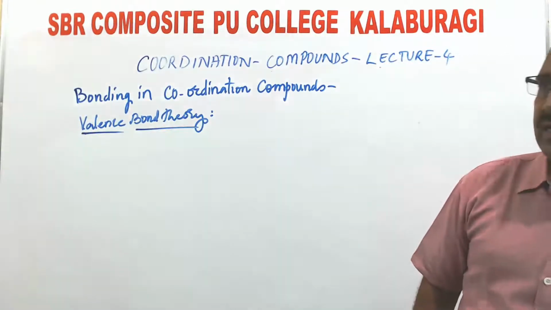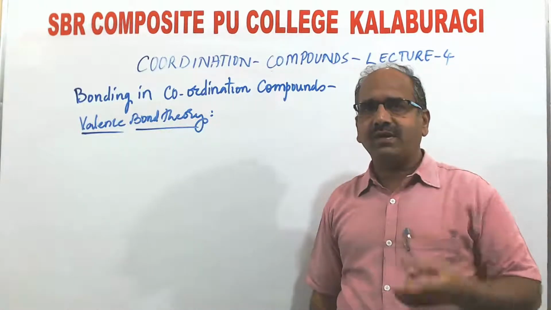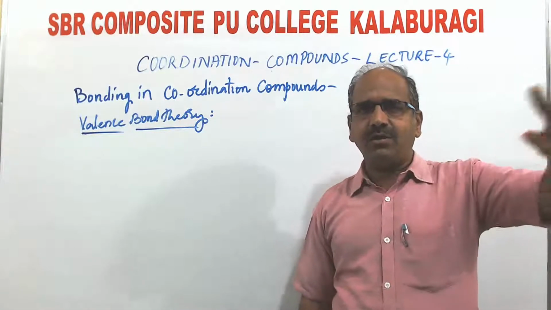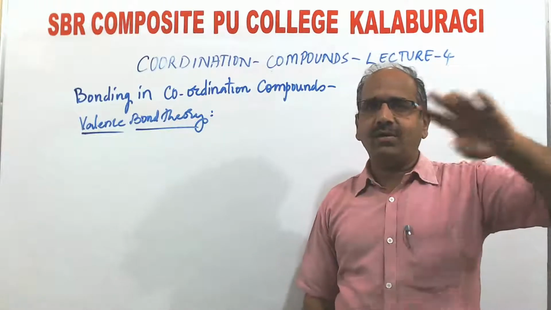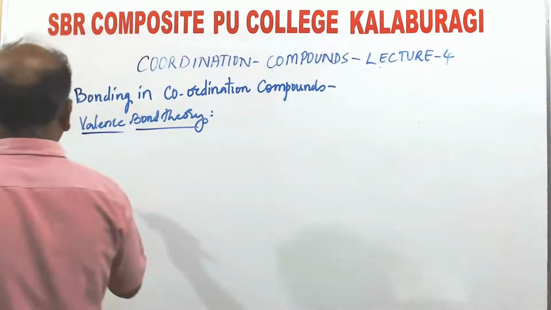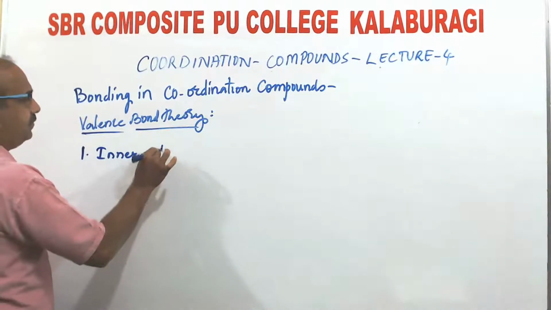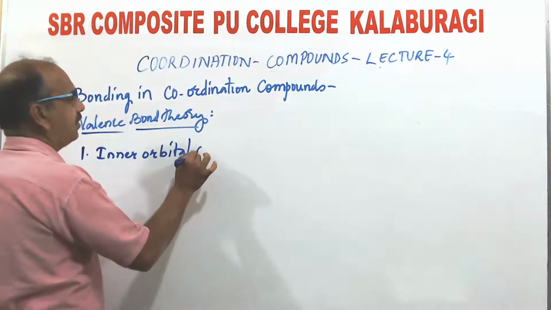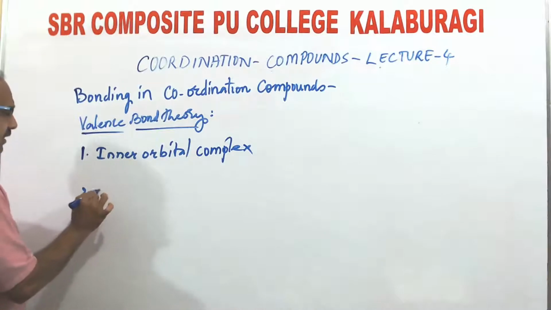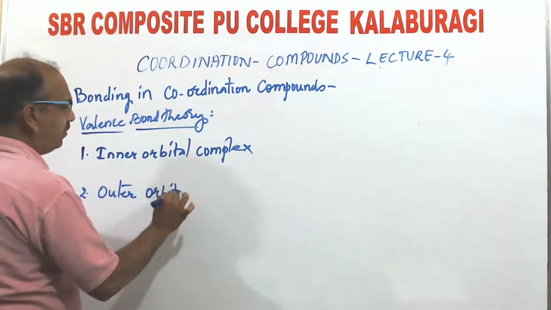So here in this NCERT, for the 12th standard, we are going to learn about two different kinds: a 6 ligand system and a 4 ligand system. Central metal atom bonded to 6 ligands, or central metal atom bonded to 4 ligands, and that can give rise to two different kinds of complexes. One we call the inner orbital complex, and the other is the outer orbital complex.